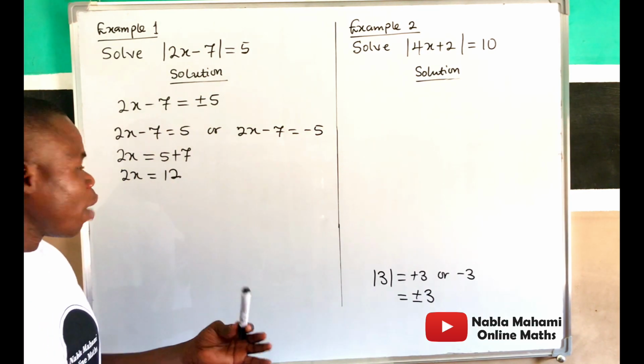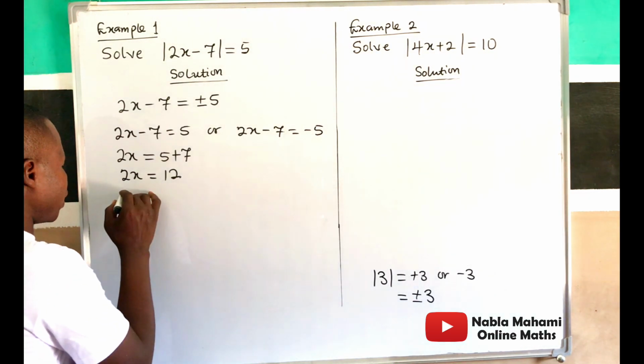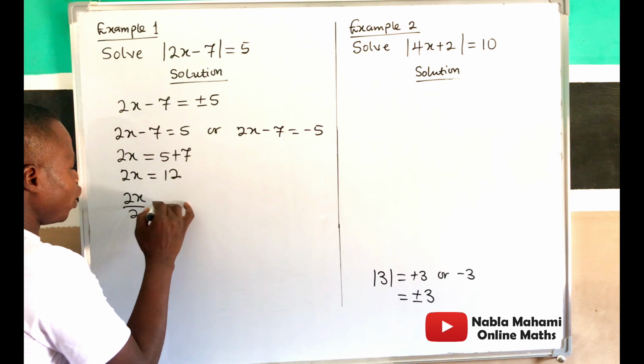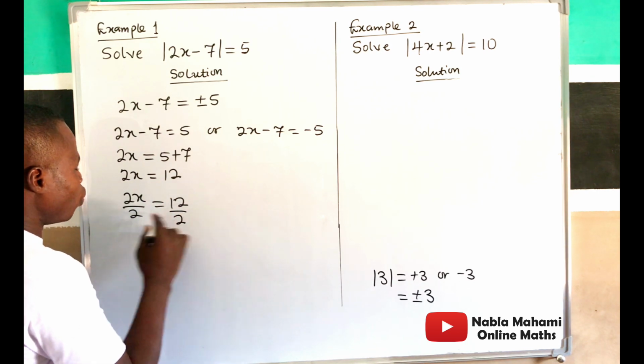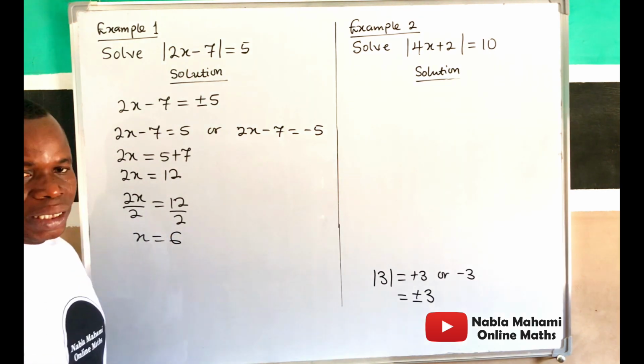After this, I have to divide both sides by the coefficient of x, which is 2 here, so that I can solve for x. I have 2x over 2 is equal to 12 over 2. The 2 will take away the 2, then x will be equal to 12 over 2, which is 6.